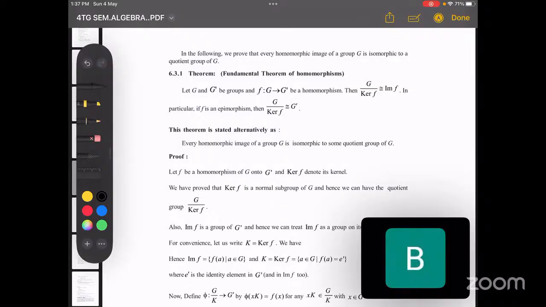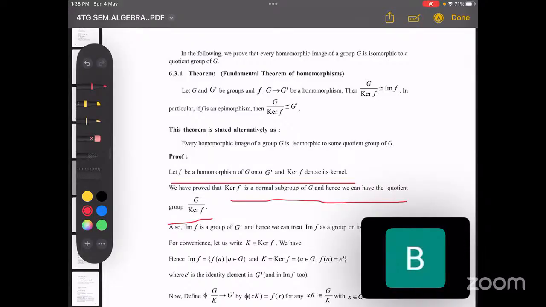So the proof is: let F be a homomorphism of G onto G dash and kernel F denote its kernel. We have seen the definition of the kernel F. We have proved that kernel F is a normal subgroup of G, and hence we can have the quotient group G by kernel F. First we proved that it is a subgroup, then we proved that it is a normal subgroup.